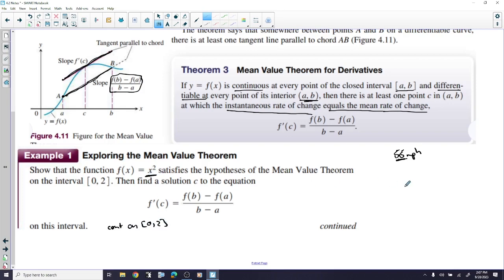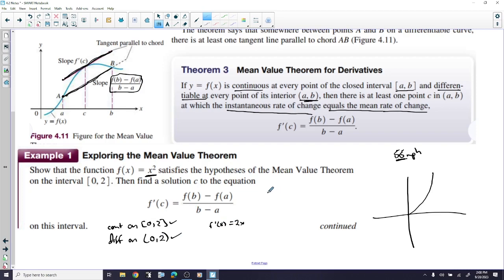Yes. X squared is continuous from 0 to 2. So we can put a check there. Two, differentiable on 0 to 2, not including 0, not including 2. Well, f prime of x is equal to 2x. And there's nowhere in 0 to 2 where this would fail to have a value. So x squared is differentiable on 0 to 2. That's a check. So we satisfy the hypothesis.